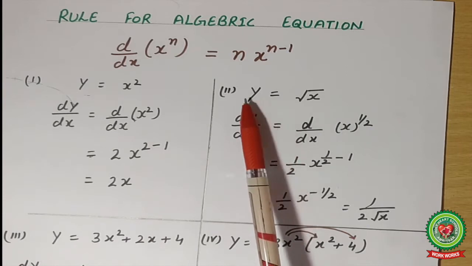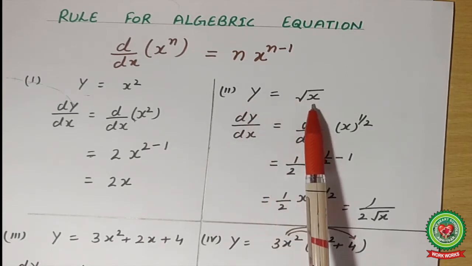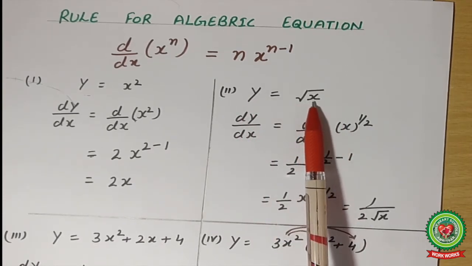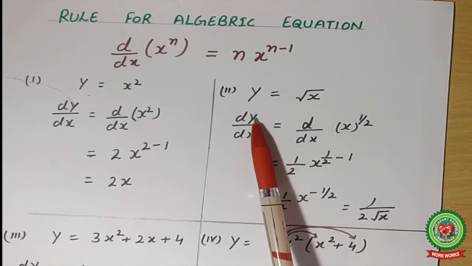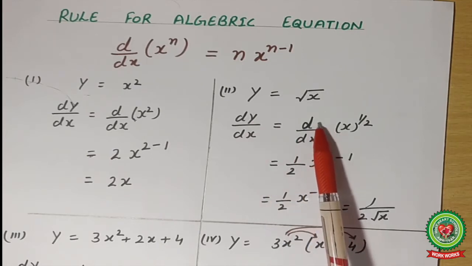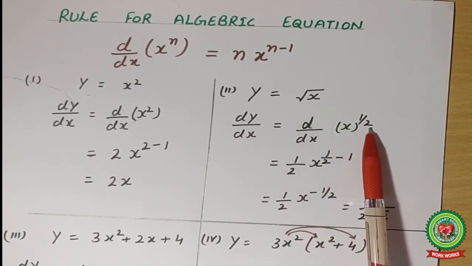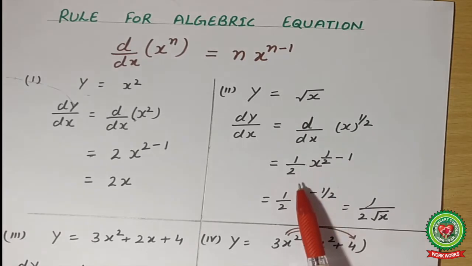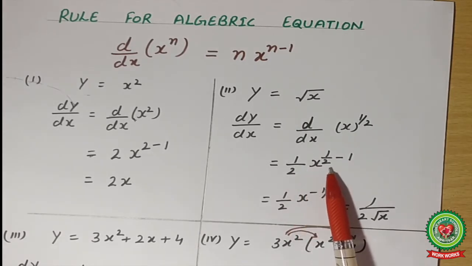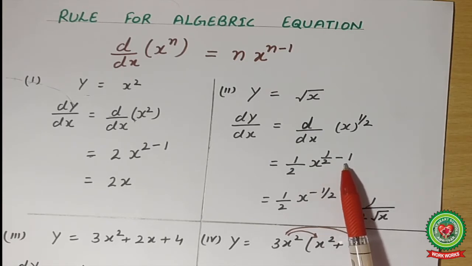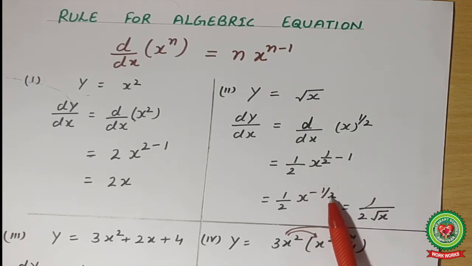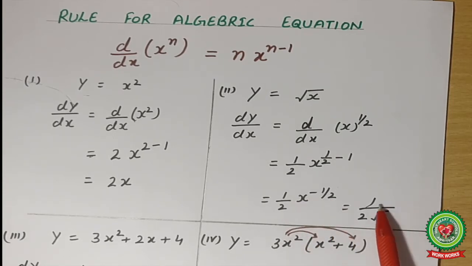Now I am taking one more example. y is equal to under root x. First of all, we change the under root into power 1 by 2. dy upon dx is equal to d by dx of x raised to power 1 by 2. The 1 by 2 comes to the first position, x raised to power 1 by 2 minus 1. By taking LCM, 1 by 2 minus 1 becomes minus 1 by 2. When the power is negative, it goes to the denominator. The answer will be 1 upon 2 under root x.